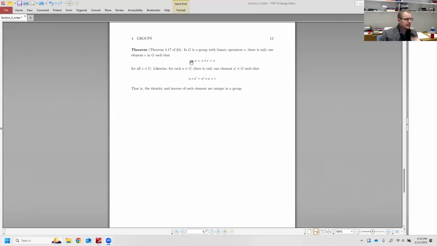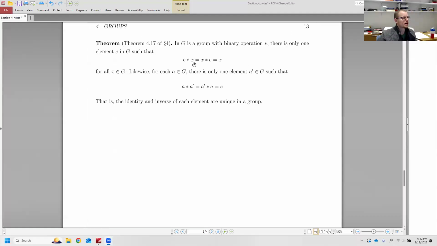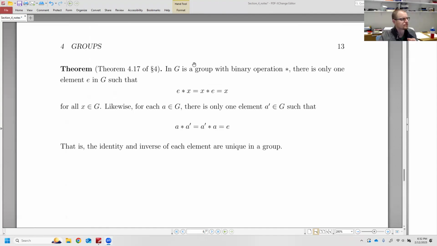Let's see here. In G, maybe it should say if. I think it actually uses the word in, but anyway, if G is a group with binary operation star, there is only one element E such that that's the identity. Likewise, for each element A, there's only one inverse element. So the identity and the inverse for each element are unique.